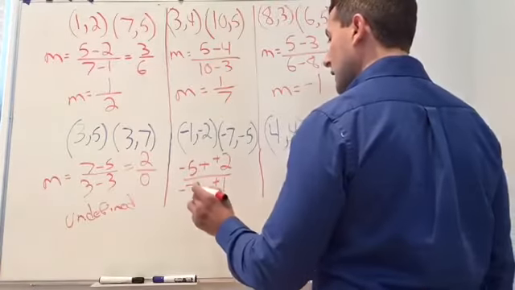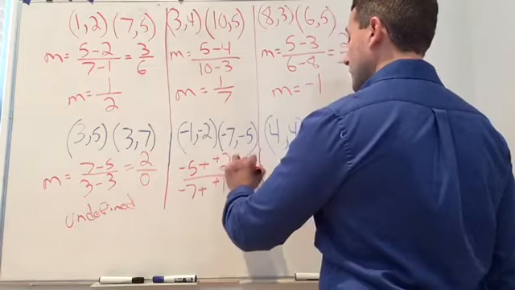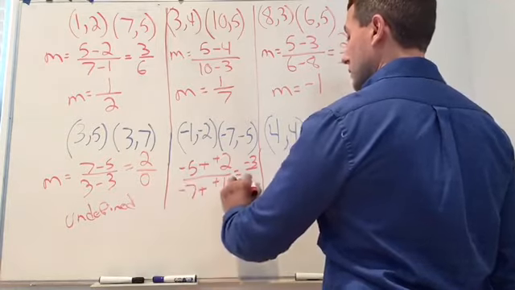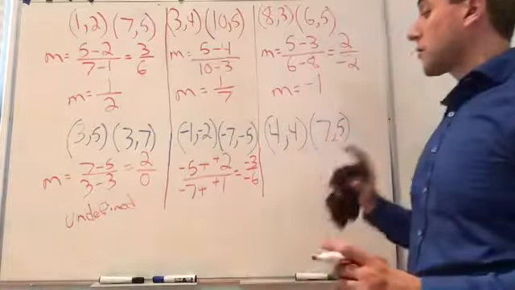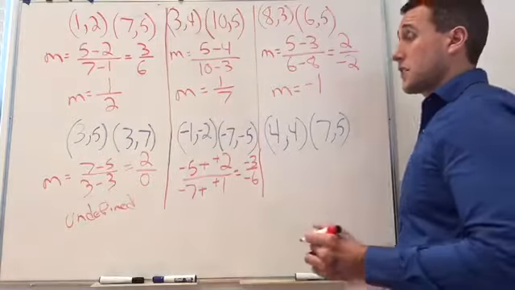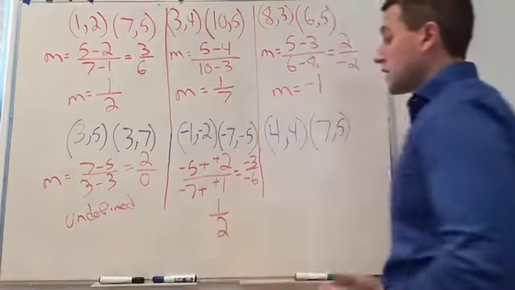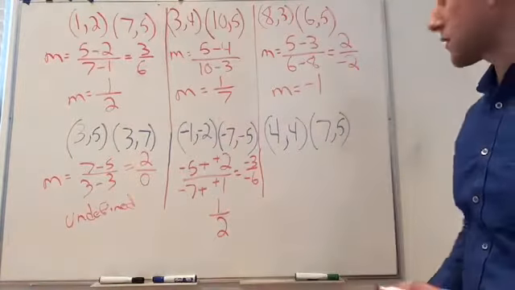Right? It's going to leave us with negative 3 over negative 7 plus 1 is negative 6. So that's negative 3 over negative 6. That's a negative over negative, so those are going to be positive. And it's going to, final answer, 3 over 6 reduces to 1/2. So that one's actually 1/2.